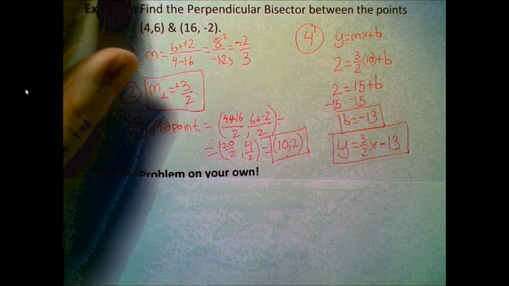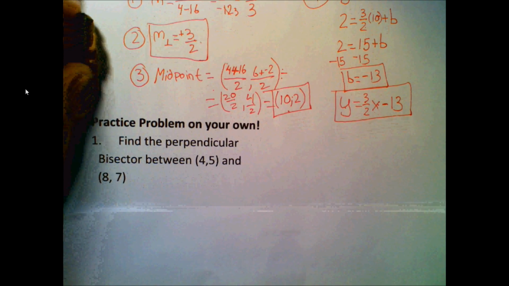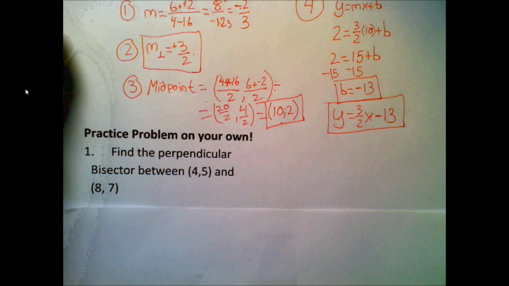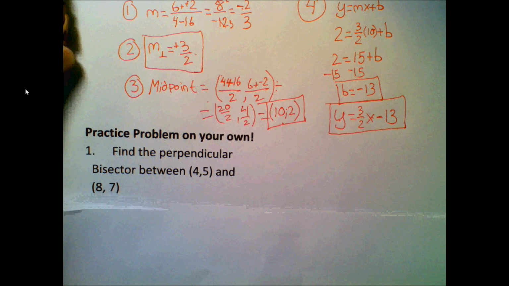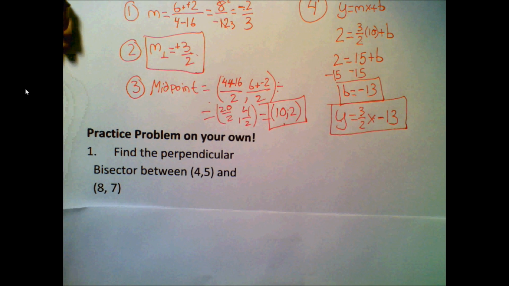Anyway, let's take a look at a problem to work out on your own. I want you to find the perpendicular bisector between the 2 points (4, 5) and (8, 7).